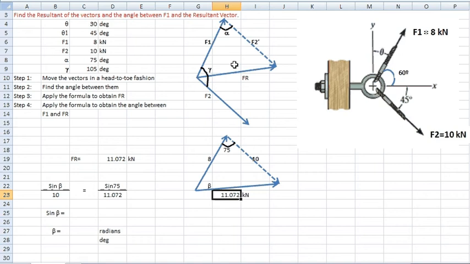We have moved the vectors in a head-to-toe fashion, found the angle between them using simple geometry, and then applied the formula: square root of F1 square plus F2 square minus 2 times F1 times F2 times cosine of the angle between them.